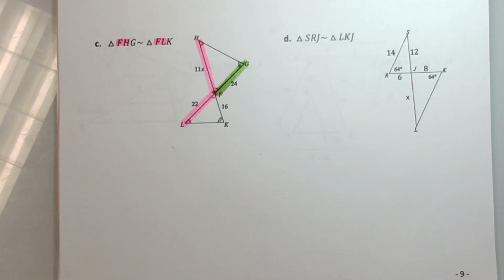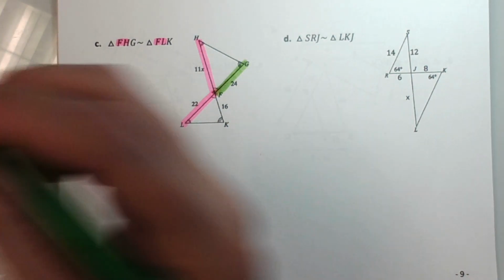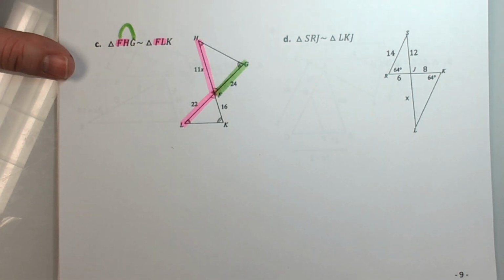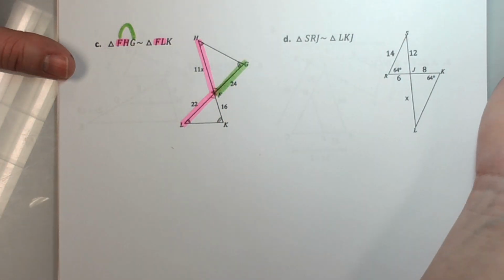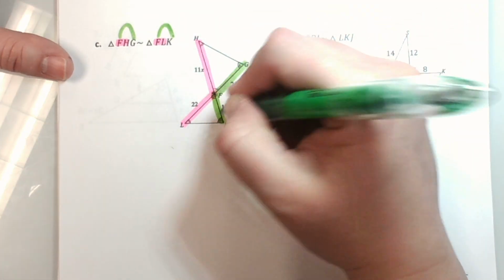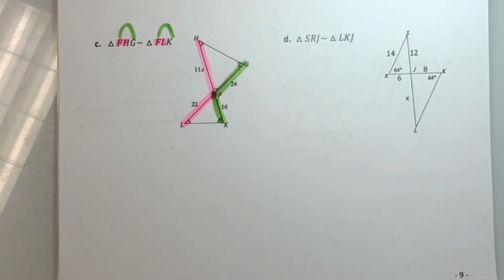FG goes with FK. I didn't go in order this time. Which means HG goes with LK. I'm just going to leave it unmarked because I don't necessarily need a highlight on it.